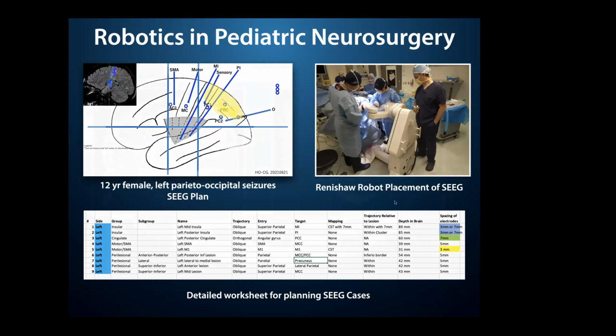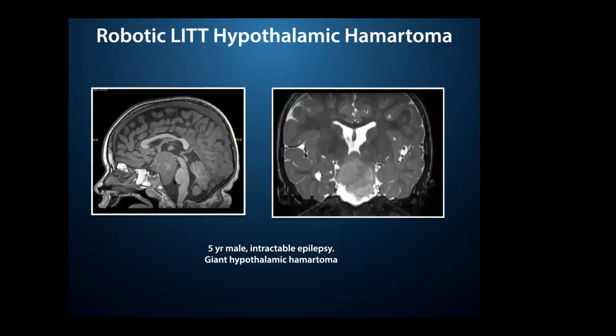I just want to finish with the hypothalamic hamartoma, a large one. I think you'd all agree this is a large hamartoma. A 5-year-old with intractable epilepsy, giant hypothalamic hamartoma that's outlined here for you. And how do you approach these? I've done them always. I've done them open, endoscopic, and most recently with the laser.